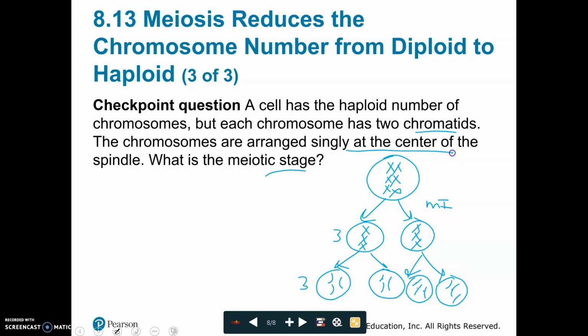So if they line up in the center, what stage of meiosis is it? It must be meiosis II. Technically, this is called metaphase II. When they line up in the middle with their partner, this is called metaphase I of meiosis I, and this is metaphase II.